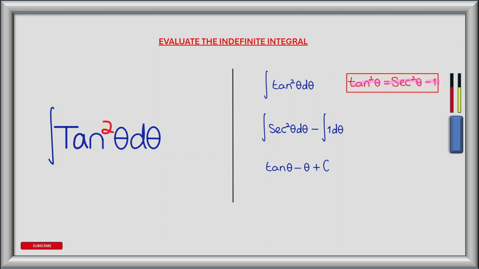Replacing the original integral with secant² minus 1, we now have two indefinite integrals which are more easily integrated than tan²θ. So the antiderivative of secant² with respect to theta is tan theta, and the antiderivative of minus 1 with respect to theta is minus theta. So our final answer is tan theta minus theta plus a constant of integration.